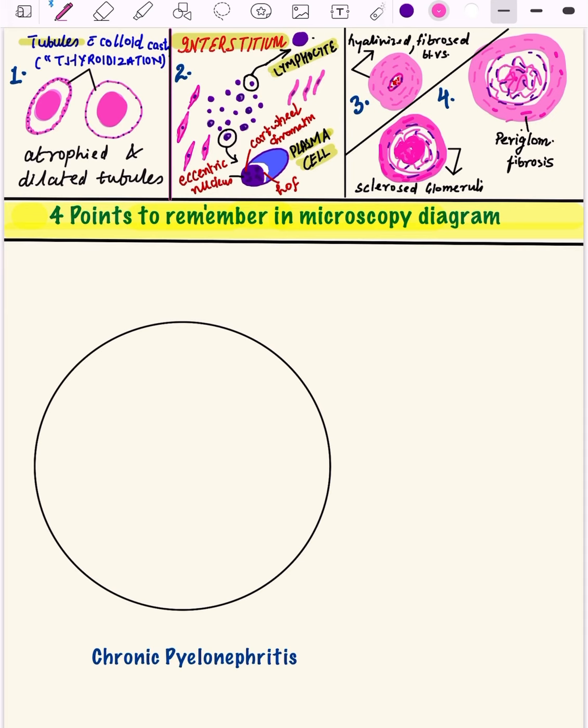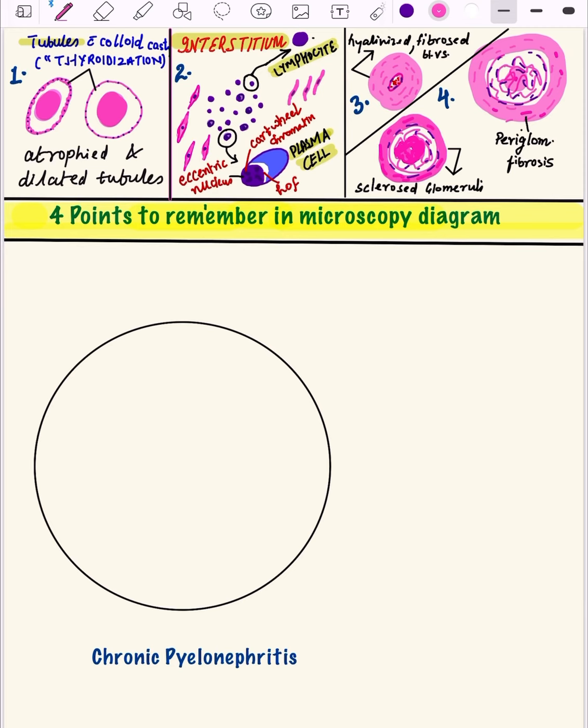So you have to make dilated ducts. They are lined by the flattened epithelium, and inside that there is the colloid cast. So this is the first component. Then the second component is the interstitium, and I told you that this is a tubulointerstitial disease. The inflammation is also seen in the interstitium. So in the interstitium, the chronic inflammatory infiltrate will be seen, since it is chronic pyelonephritis. There will be lymphocytes and plasma cells.